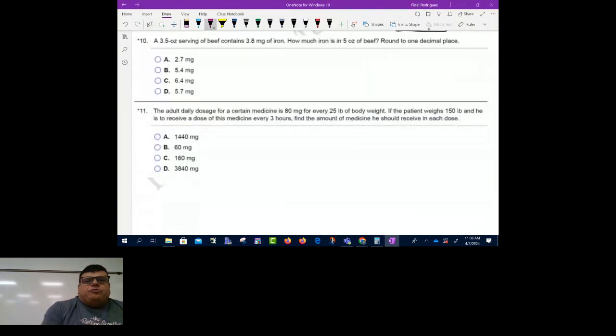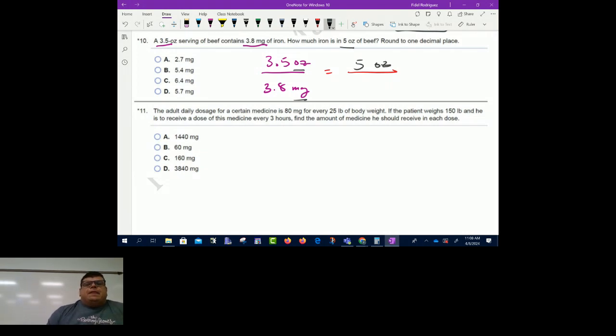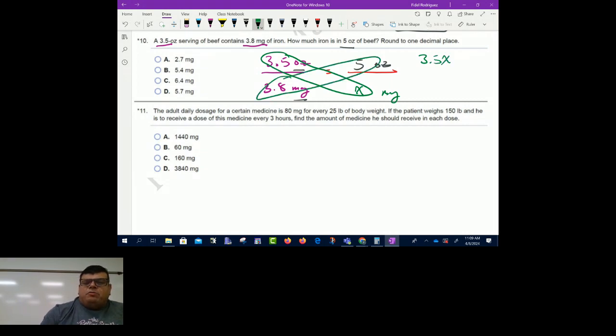It says a 3.5 ounce serving of beef has 3.8 milligrams of iron. So look, y'all, I'm going to put 3.5 ounces is the same thing as 3.8 milligrams, okay? Now, notice, y'all, I'm putting ounces on the top and milligrams on the bottom. And right now we have 5 ounces. So that needs to go to the top. And we want to know how many milligrams are in that amount of beef. Okay. So again, y'all, I'm going to cross multiply. 3.5x is 3.5x. What about 3.8 times 5?